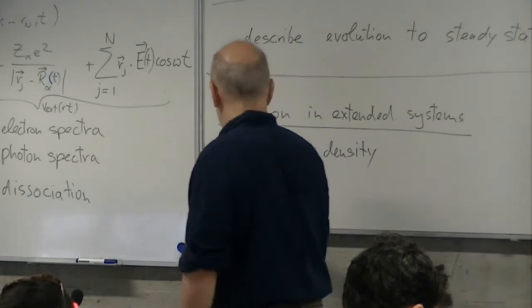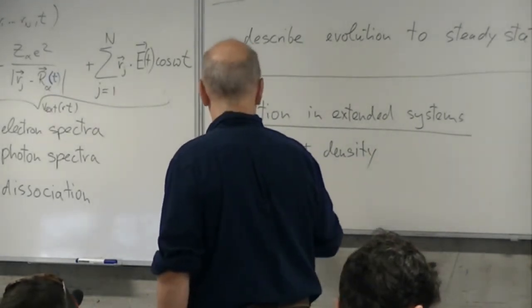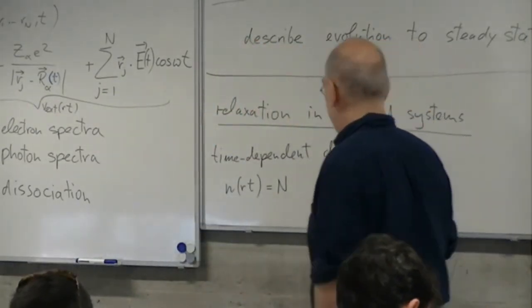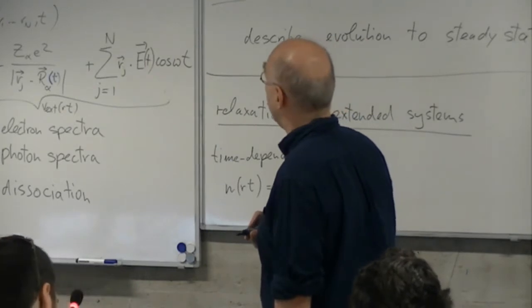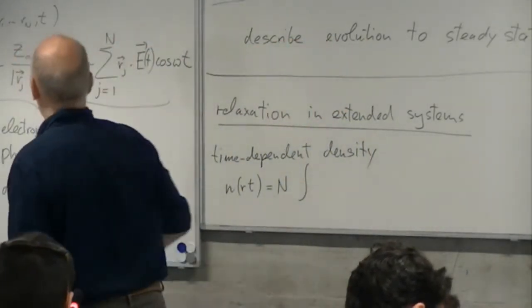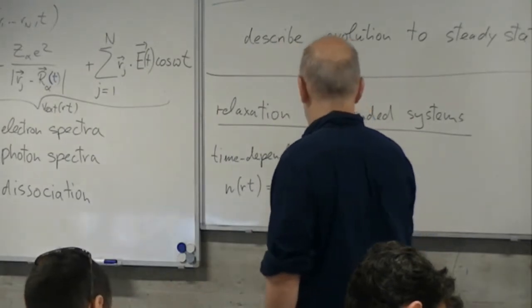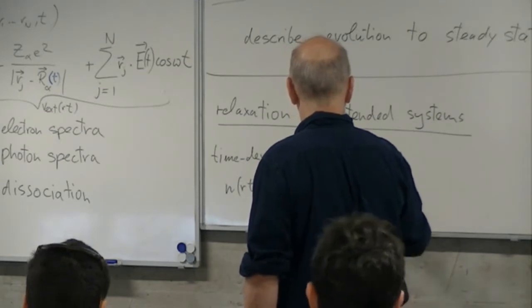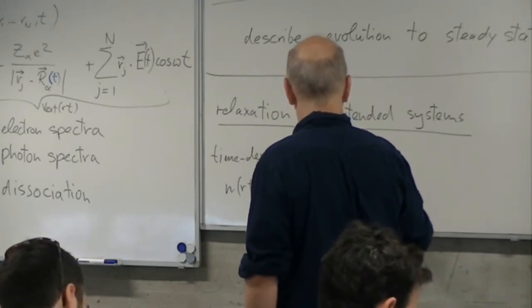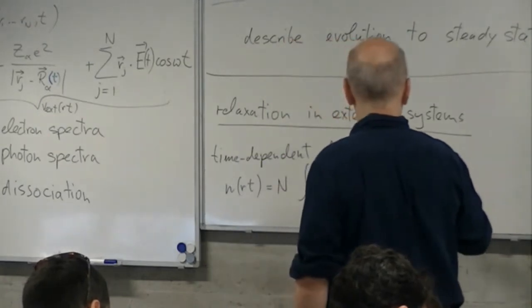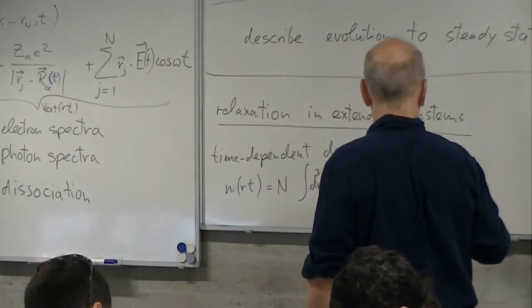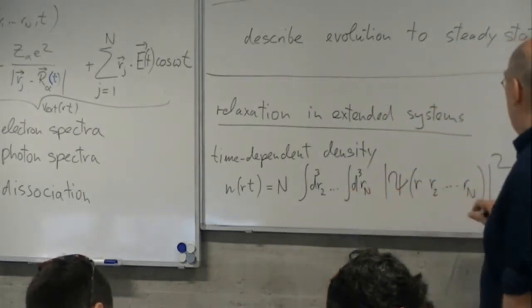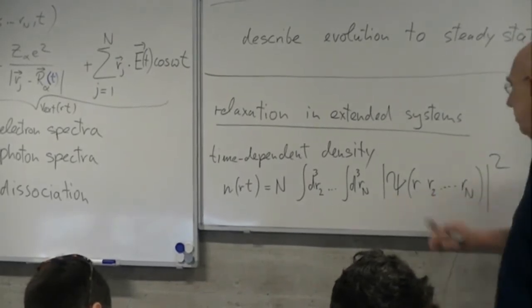So the time-dependent density n(r,t) is normalized to the number of particles, like in the ground state case. And if one has the many-electron wave function, then the density is calculated by integrating the absolute square of the wave function, integrating out all the coordinates but one.